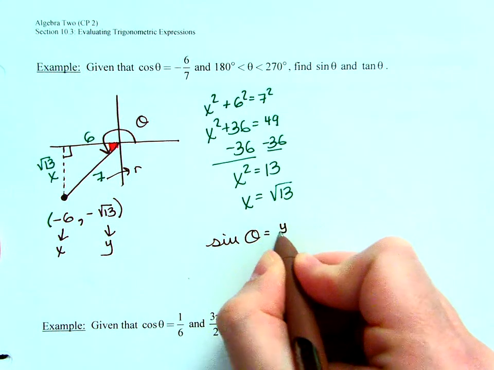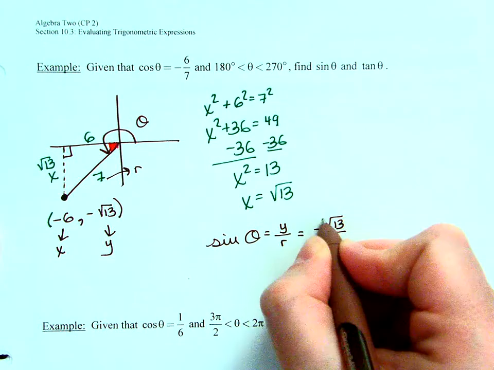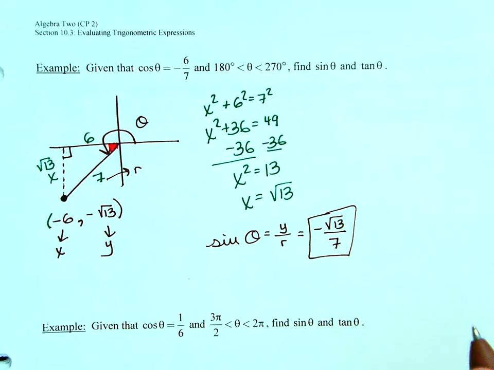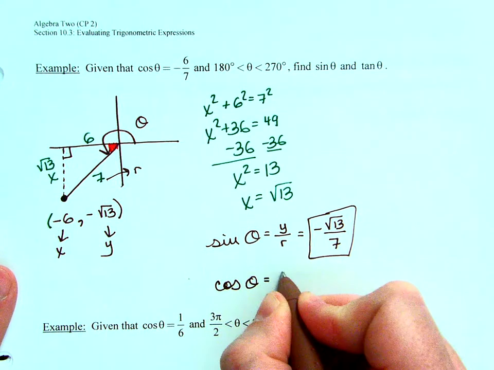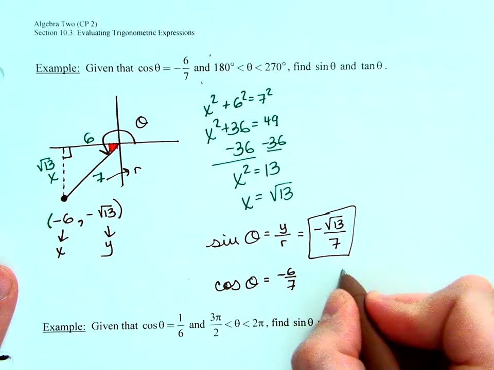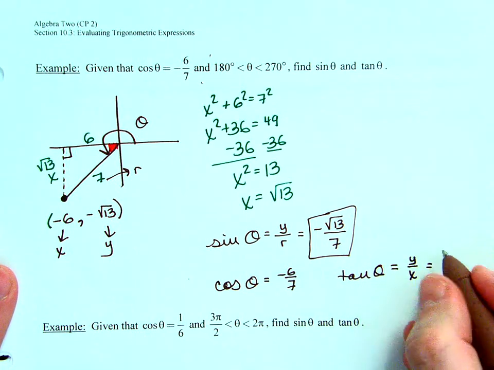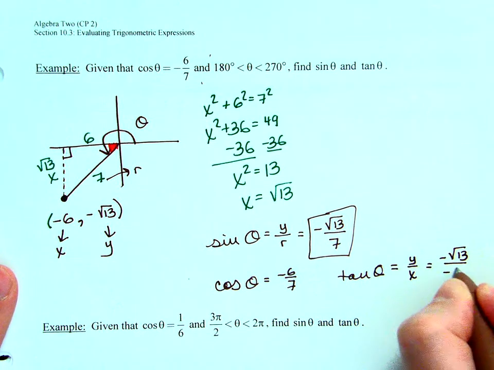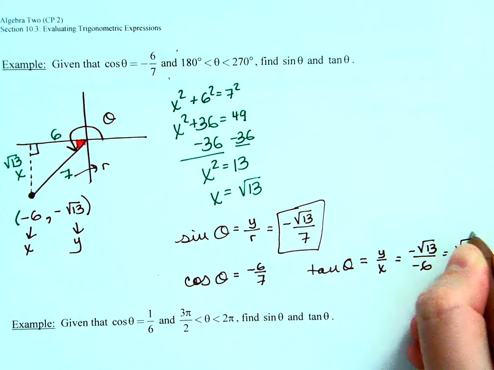The sine is y over r. Y coordinate is negative root 13. R is 7. The r was a square root, I'd have to rationalize the denominator, but it's not. Then I need to do the cosine of theta. No, I don't. I already know what the cosine of theta is. Just for fun, I'll repeat it. It's that negative 6 over 7 that I already got from there. The tangent of theta is my y over my x. So negative root 13 over negative 6. I can simplify. I don't want negatives on the top and the bottom, so I'll say root 13 over 6. And we're good.